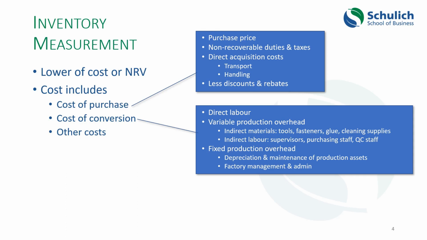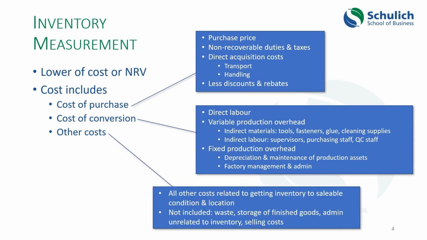And then the other category, other costs, is basically everything else that's related to getting the inventory ready to sell. But there are specific things that are excluded. So wastage. If you built some inventory items and they didn't work out and you had to throw them out, that does not get included in cost of inventory. That's wastage. The storage of finished goods. Once the inventory is ready for sale, the cost of warehousing it in the area where you're going to be selling it is not considered part of the inventory cost. That's a carrying cost of the inventory.